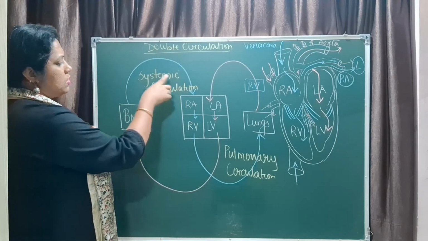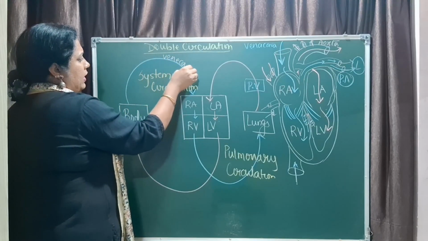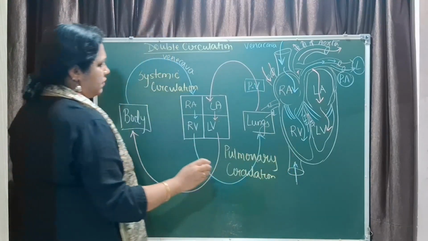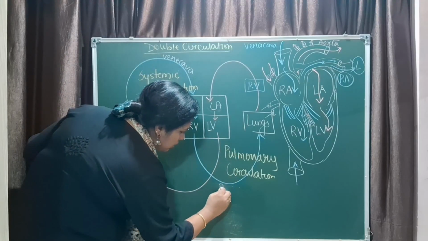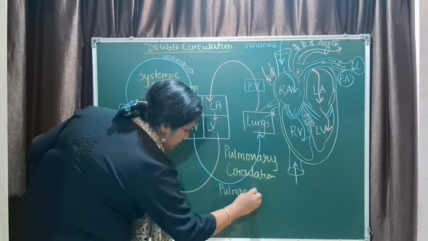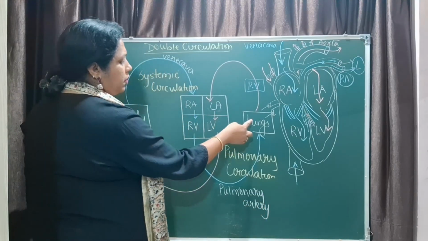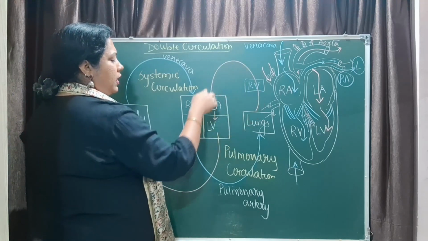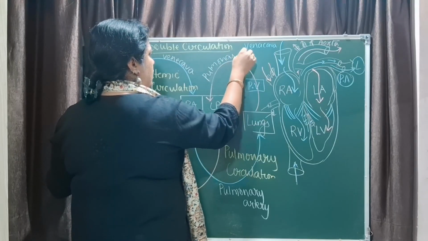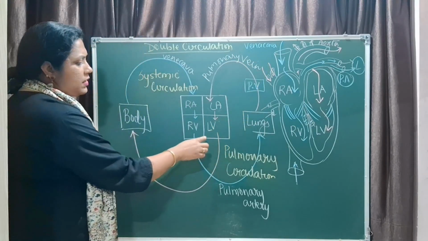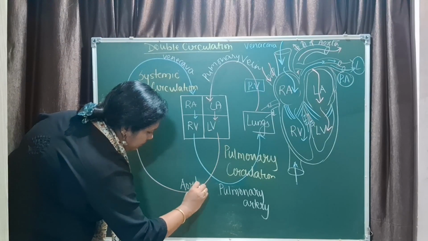The blood which comes to the right auricle comes through the vena cava. It can be the superior vena cava and the inferior vena cava. The blood vessel which carries the deoxygenated blood from the heart to the lungs is called the pulmonary artery. Then the blood vessel which brings the oxygenated blood into the heart is called the pulmonary vein. Okay. The blood vessel which carries oxygenated blood from the heart to the entire body is called the aorta.